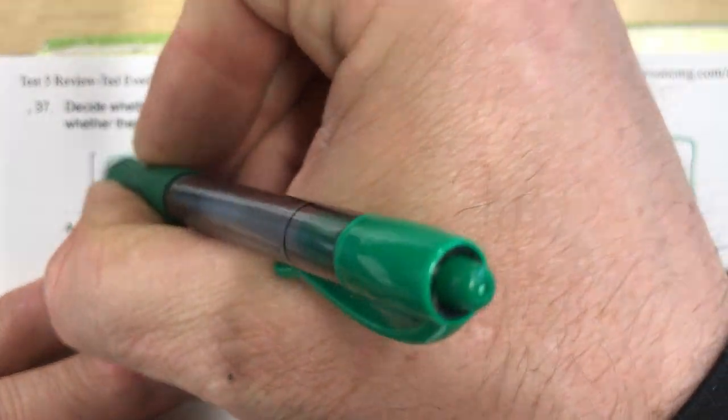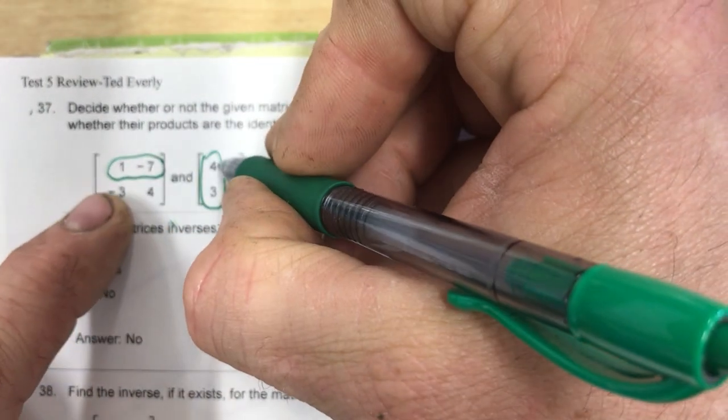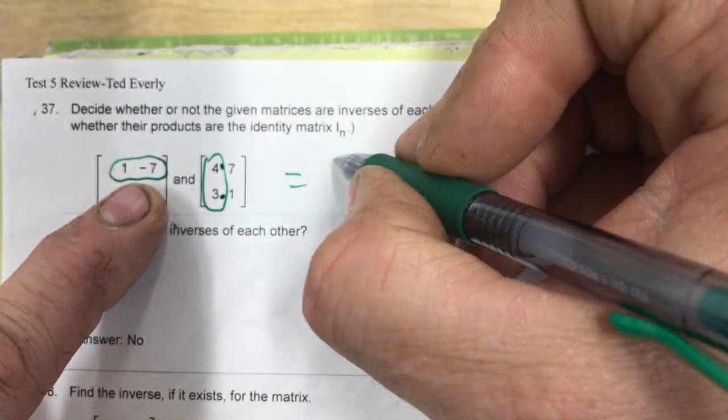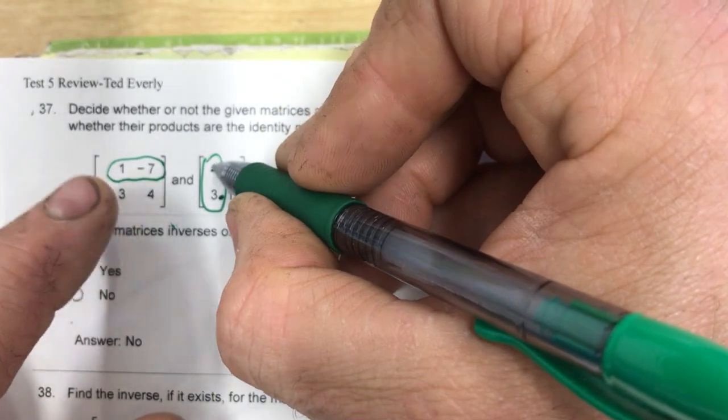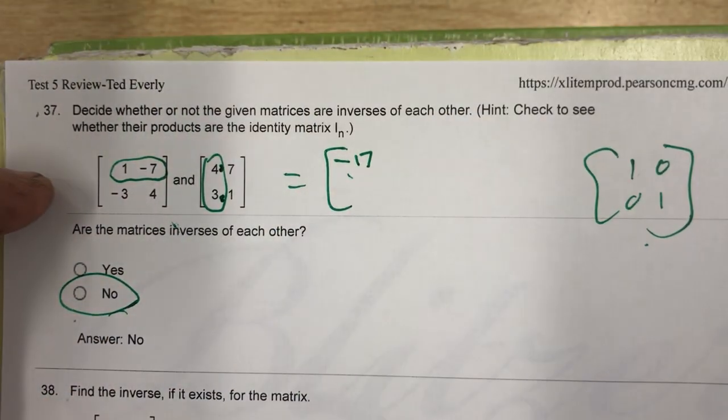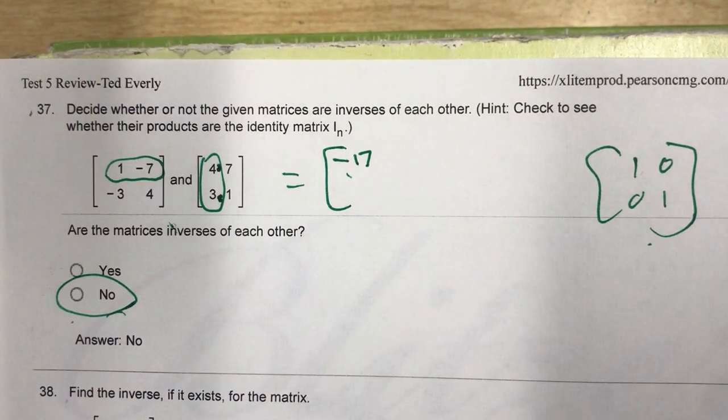So let's do this row times this column. So 1 times 4 is 4. Negative 7 times 3 is negative 21. 4 plus negative, that's negative 17. 4, negative 20. No, man, they're not inverses. The first number didn't even work out. So they're not inverses.